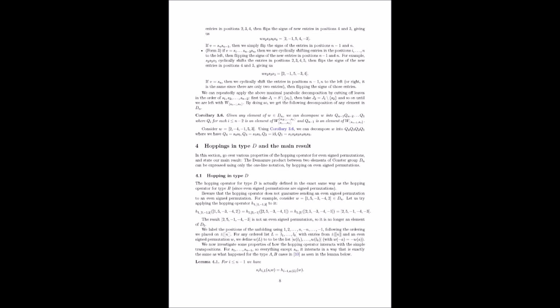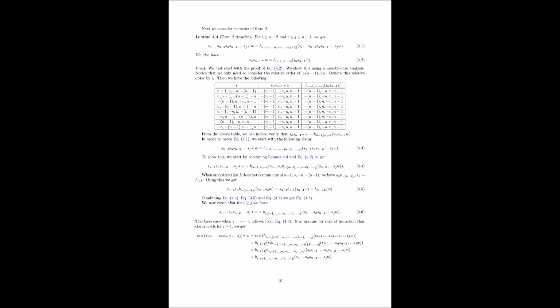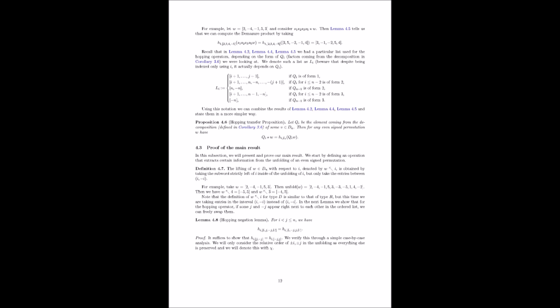Okay, I'm starting to see the bigger picture here. Good. We've analyzed how hopping interacts with each piece of the decomposition. Yes. What's next? Okay, so now they introduce a really crucial concept called lifting in definition 4.7. Lifting extracts some specific information from the unfolding of a type D permutation that is relevant to hopping. So lifting helps us bridge the gap between the unfolded permutation and the hopping operation. Exactly. And they provide an example to illustrate how lifting actually works.